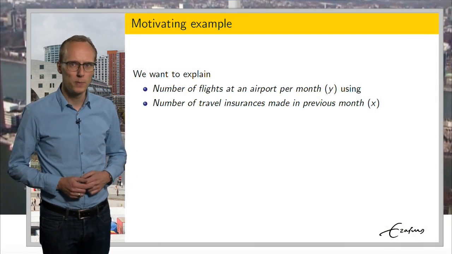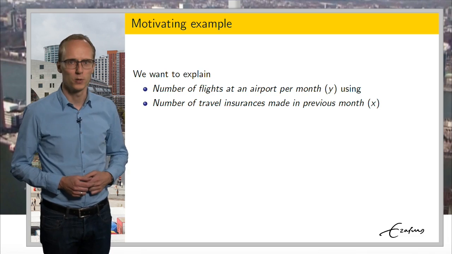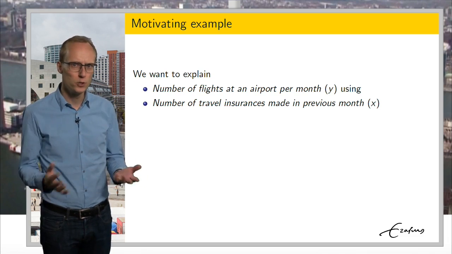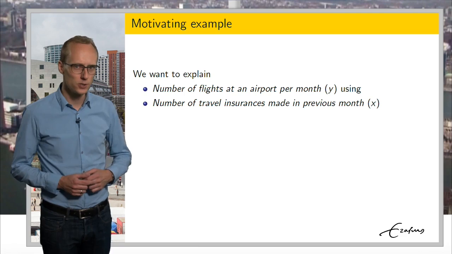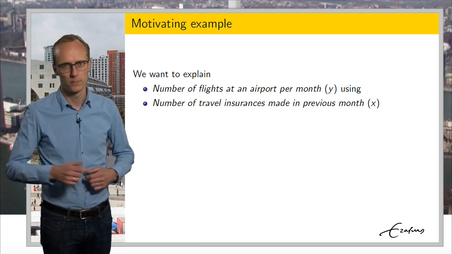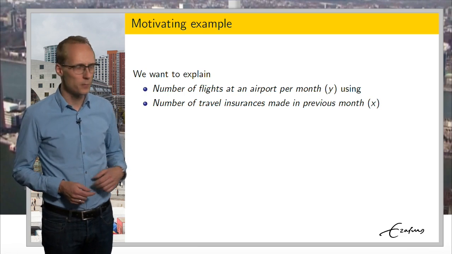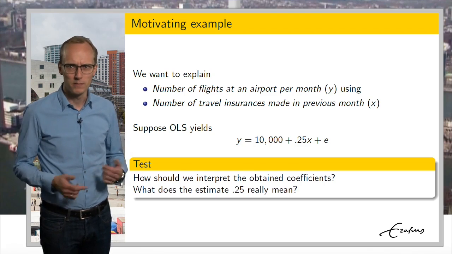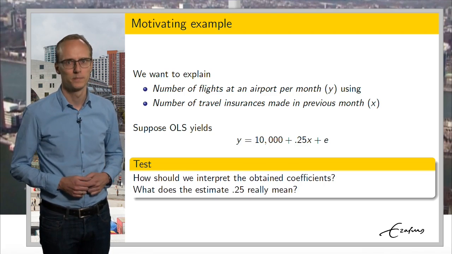Suppose we want to explain the monthly number of departing flights at an airport using the number of travel insurances sold in the month before. What kind of relationship would you expect if we regress flights as the variable y on a constant and insurances as the variable x? Most likely, we will obtain a positive relationship. For example, like this. Now, what do these estimates really mean? I invite you to think about this by answering a test question.